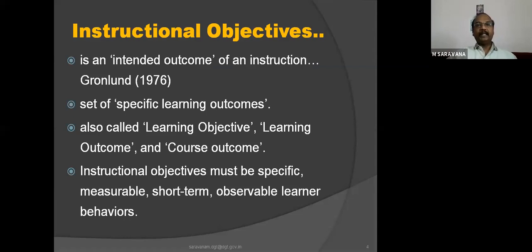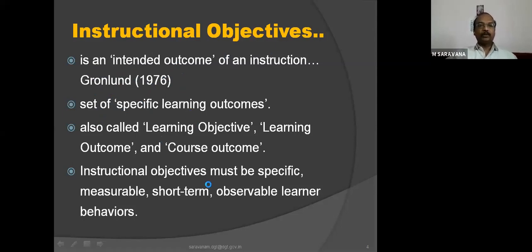Let us see, as per the dictionary of education, how the learning objective is defined: an intended outcome of an instruction. This has been stated by Norman Gronlund, who lived in the US. He is a great educationist and a testing, evaluation, and assessment expert. So in his view, instructional objectives are defined as the intended outcome of an instruction.